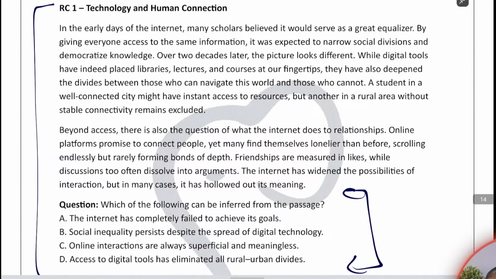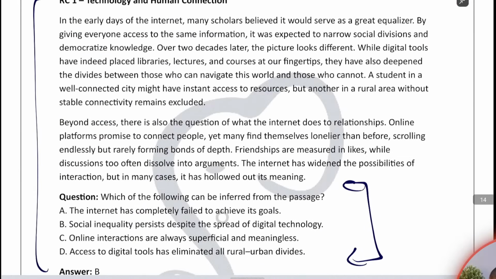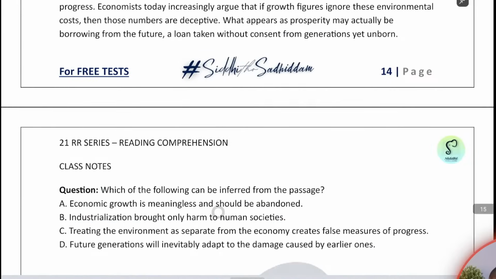Is this the same question? Looks like the options are same. Is this the same question? It looks like the options are same. Let's leave it. We go to the next question.